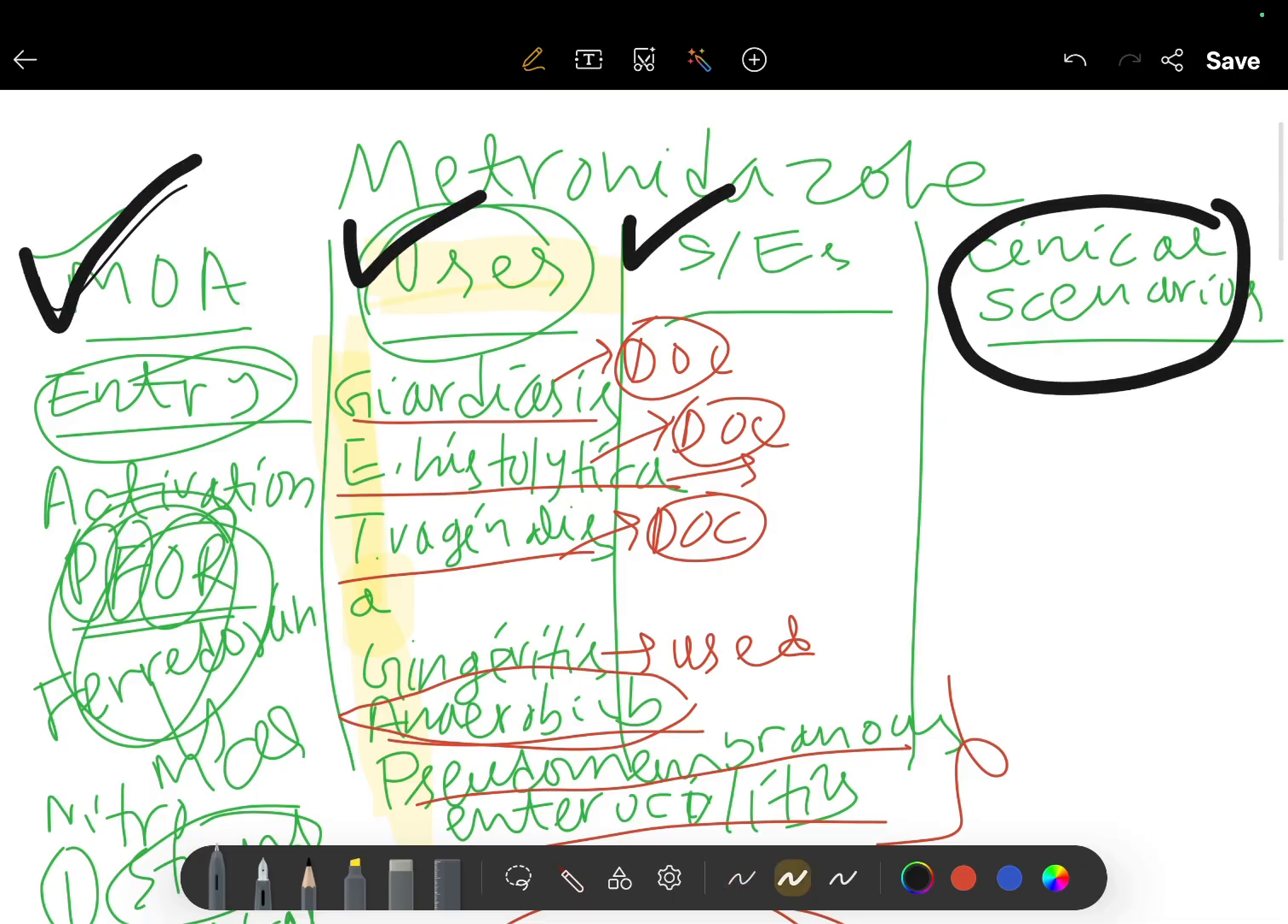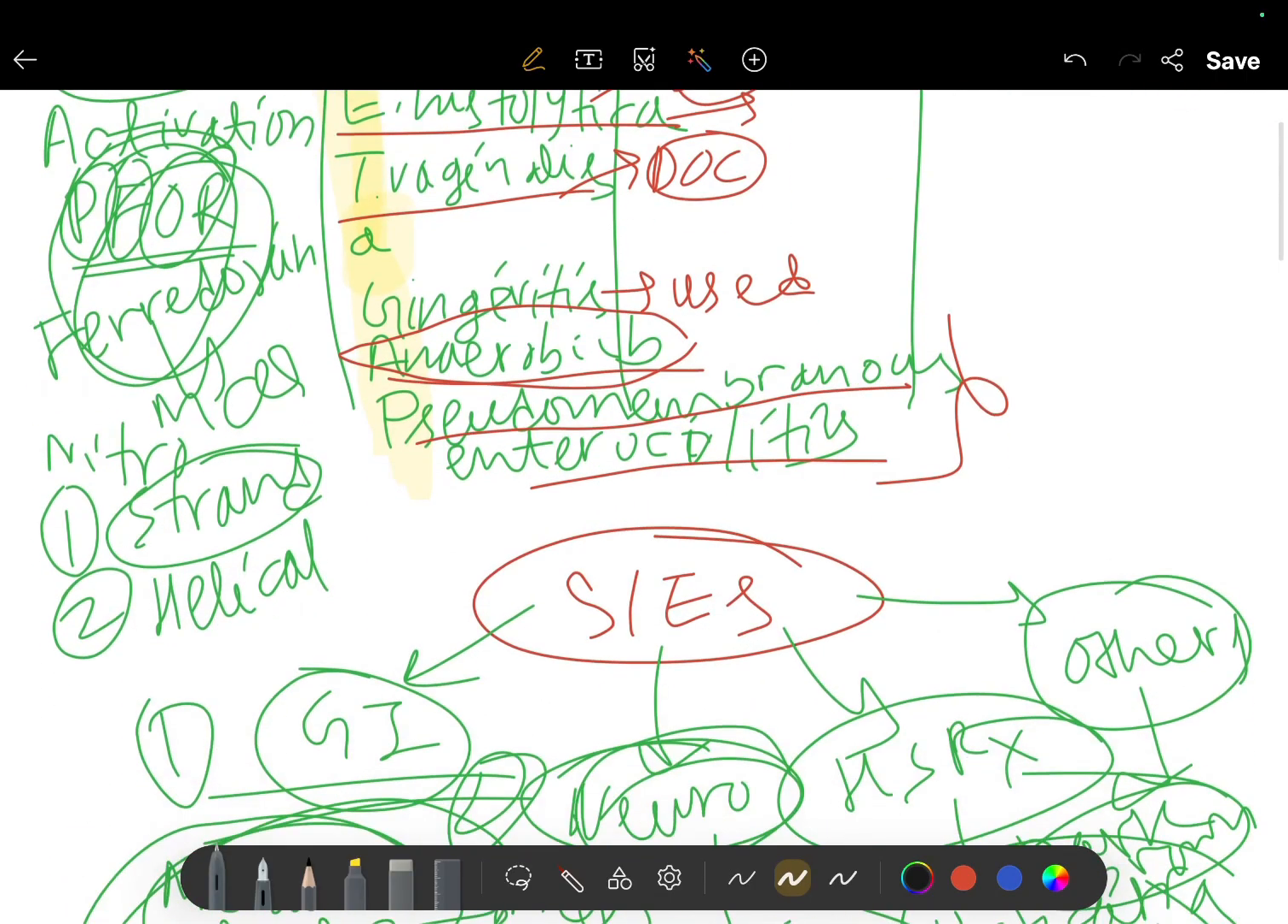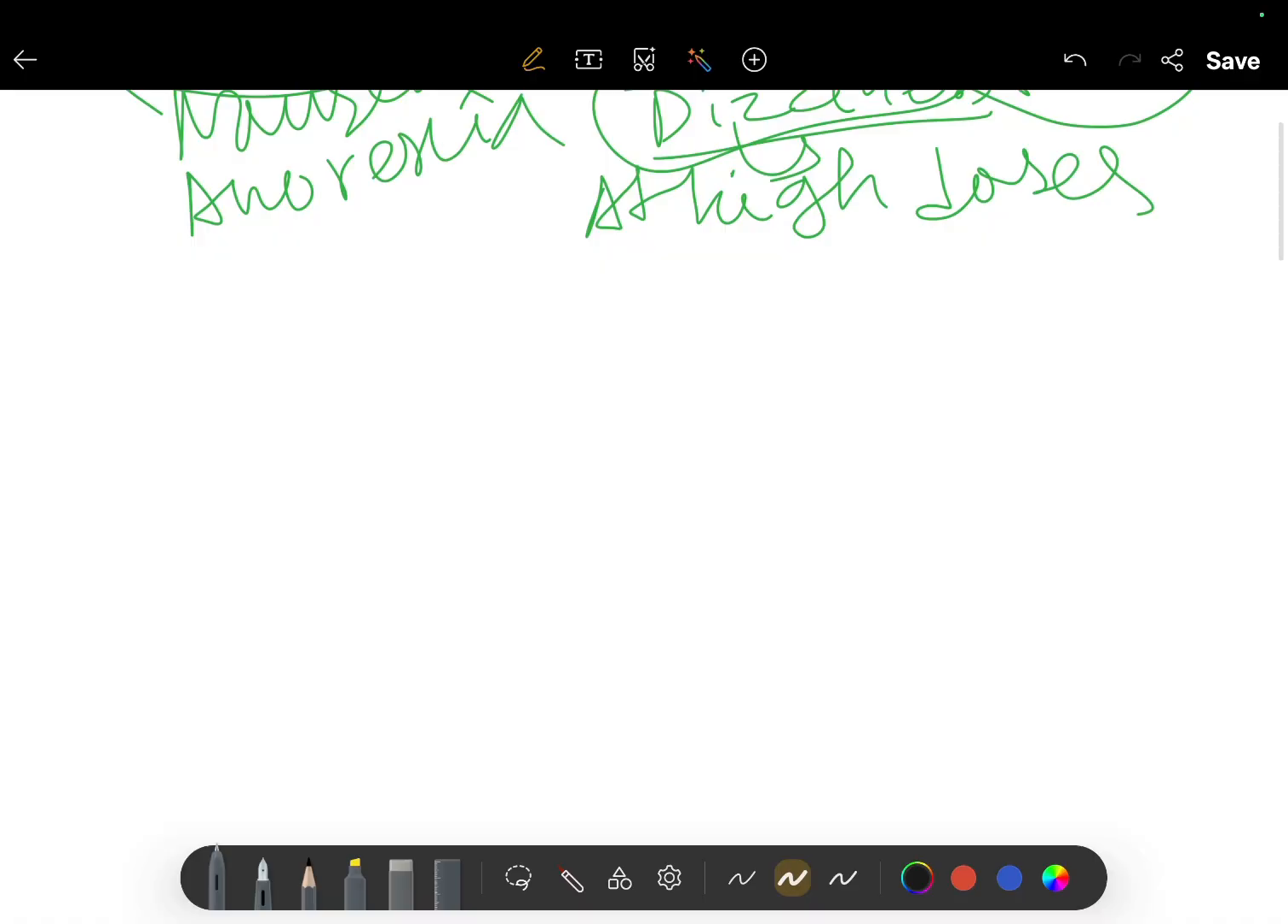Now I will tell you some clinical scenarios, and you think which drug you will use. The first clinical scenario: a medical student develops foul-smelling watery diarrhea with bloating after trekking in a hilly region. Stool microscopy reveals Giardia lamblia. Which is the preferred regimen? The options are A, furazolidone 100 mg TDS for 5 days; B, secnidazole 2 gram single dose; C, metronidazole 400 mg TDS for 7 days; and D, tetracycline 250 mg TDS for 10 days.